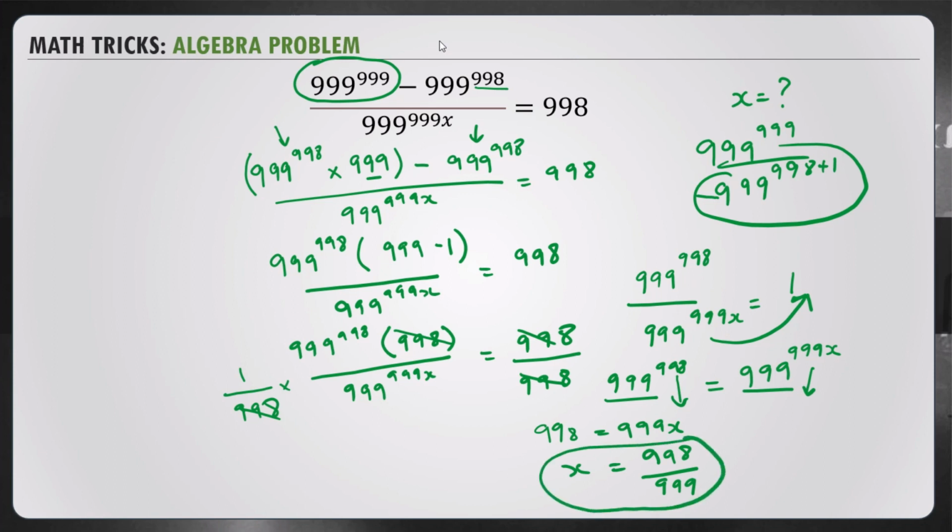And wasn't that much easier than actually working out the values of 999 to the power of 999? This is a simple trick to work out algebra problems like these.